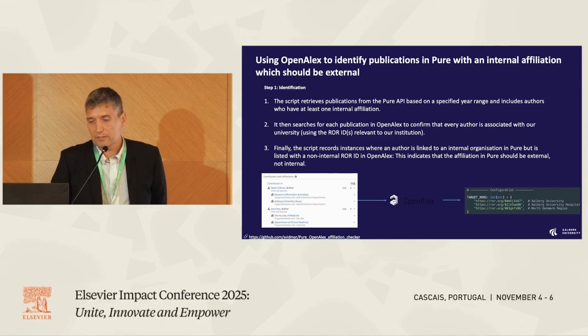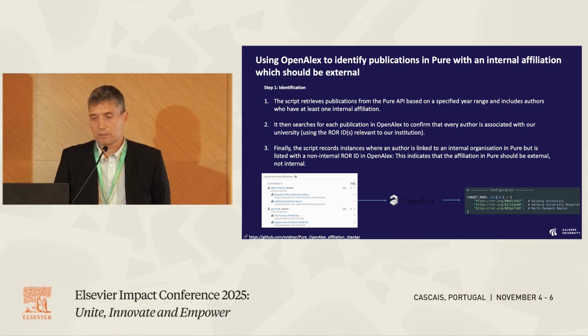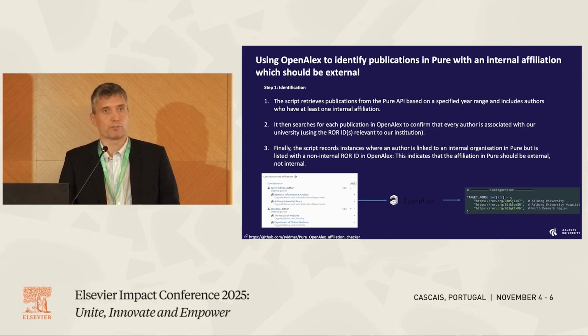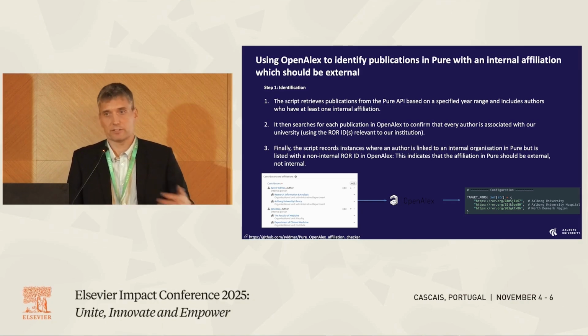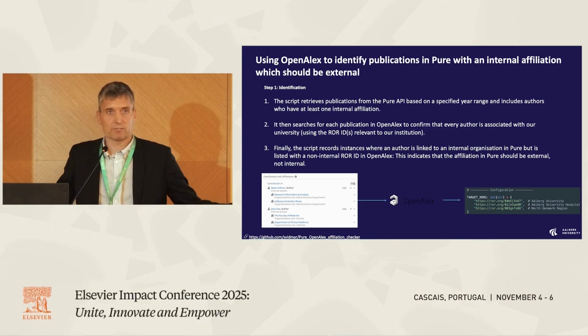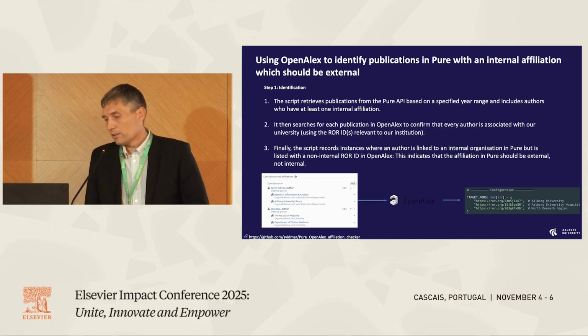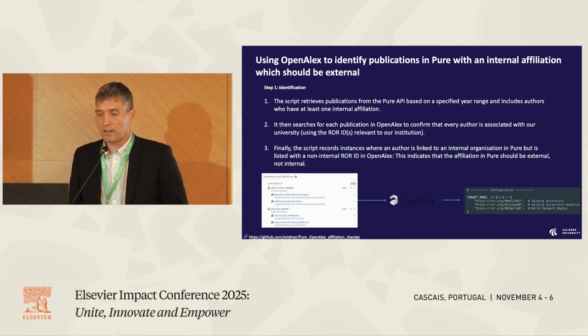Another use case we've looked at is to use OpenAlex to identify publications in Pure which have an internal affiliation which should be external. So this is usually something we see happen when we have a researcher join us from a different institution who then decides to import all the publications they did at a previous institution, and they forget to remove the internal organizations when importing. So we might have like 500 publications with internal organizations which should have been external. So this tool can help us identify these cases.